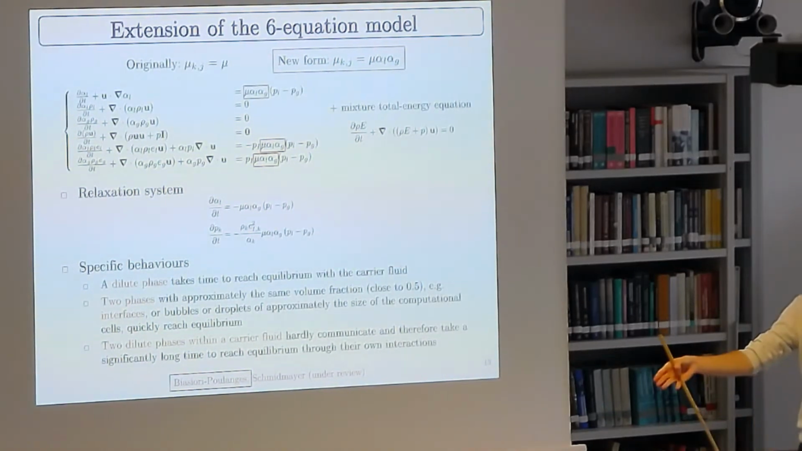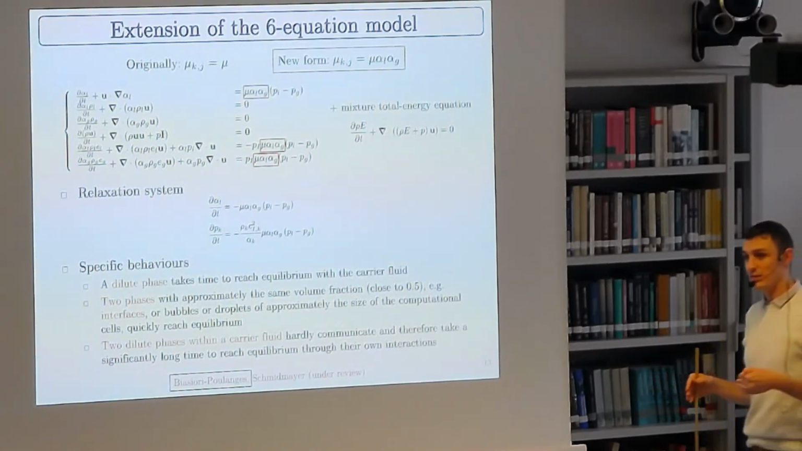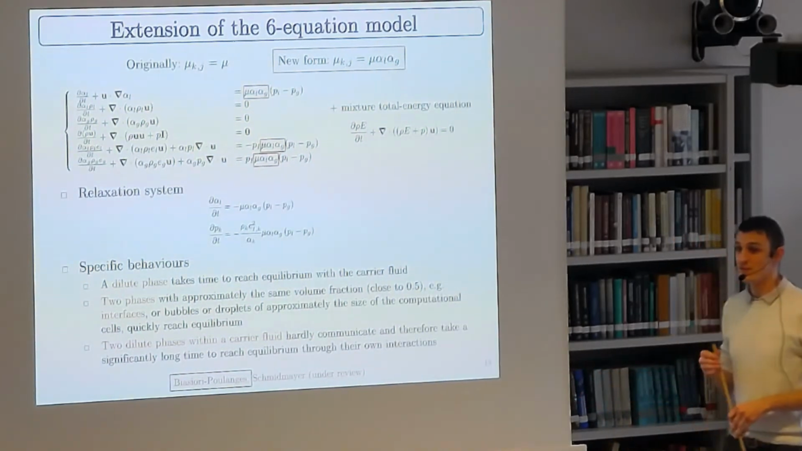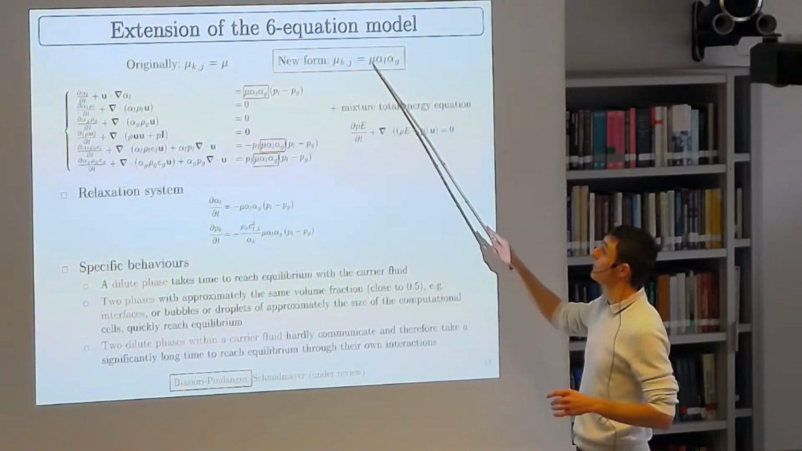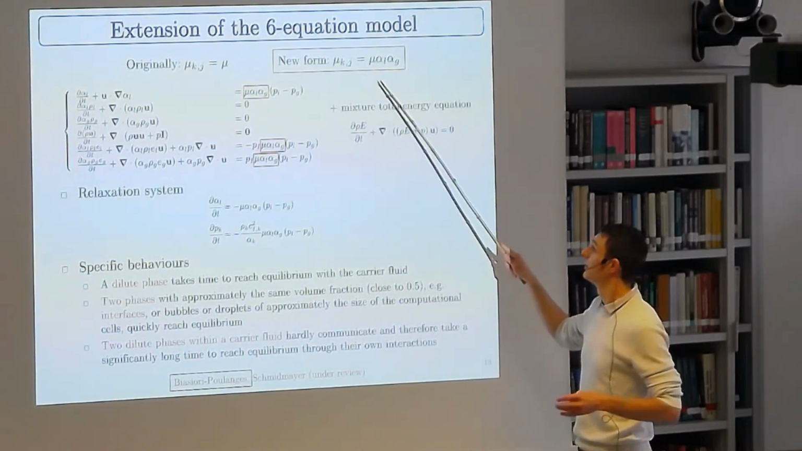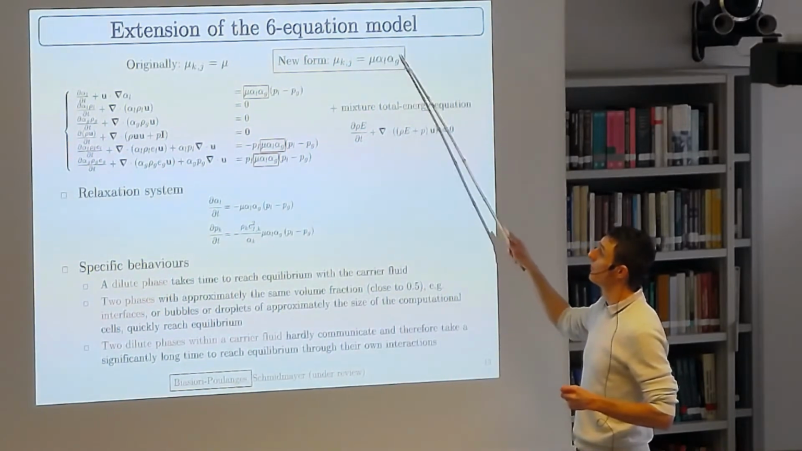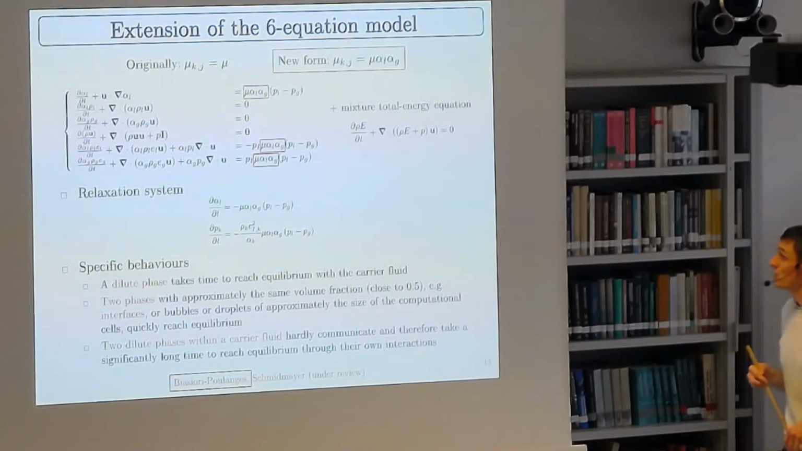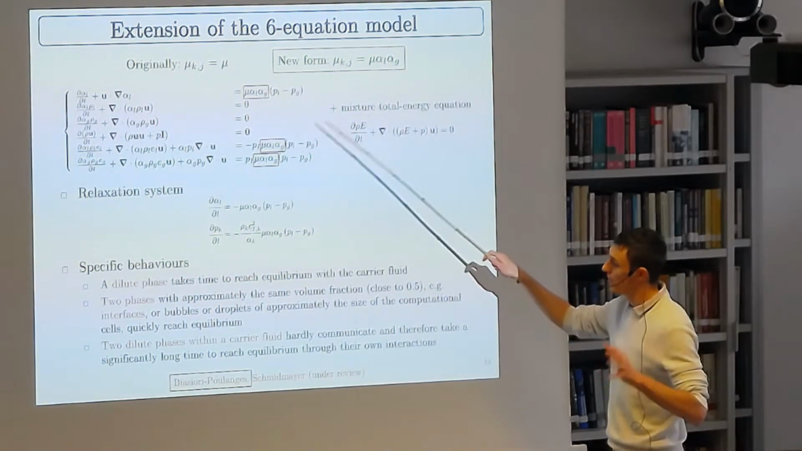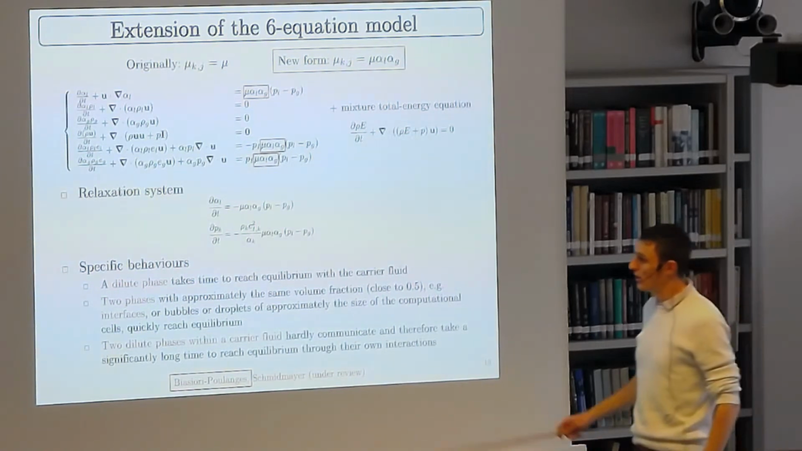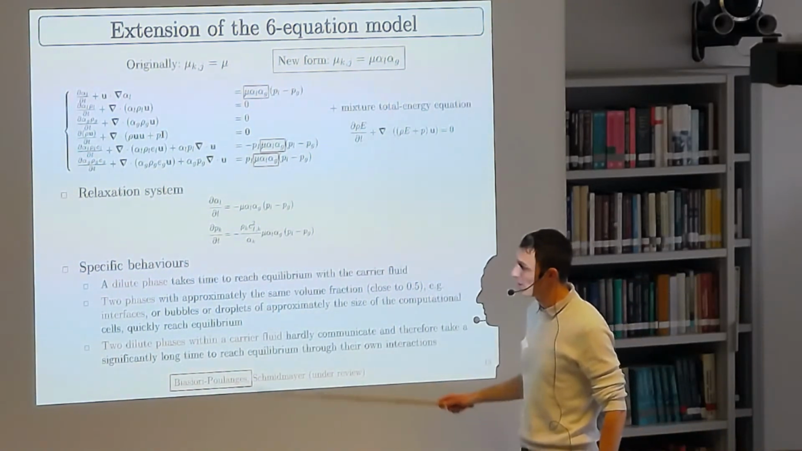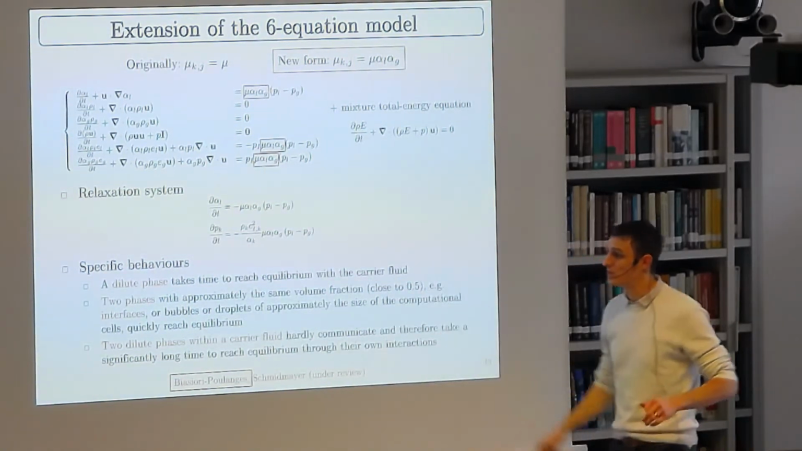So you send a wave through a bubbly flow directly, it's in equilibrium, right? But we want to represent exactly what happens in physics. So we say, okay, we still want the multiplication of two functions. So this expression allows, outside of the consistency of the system, specific behaviors.